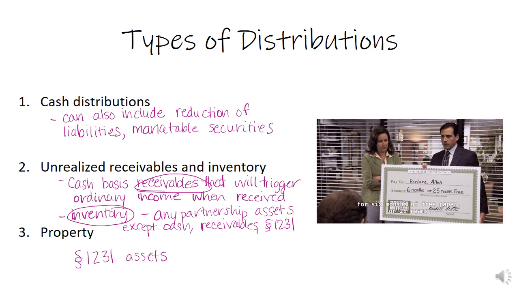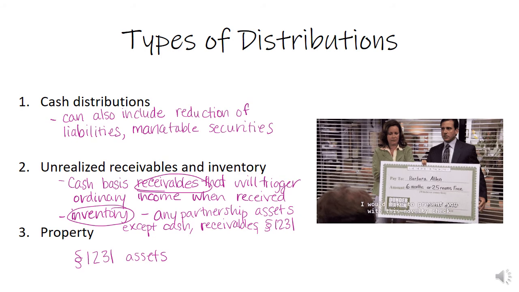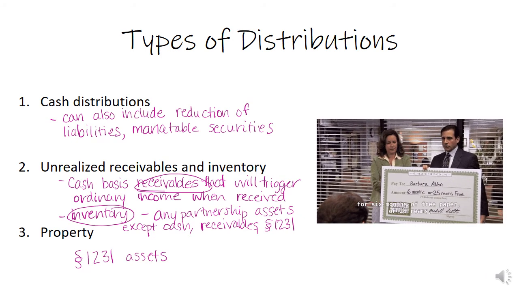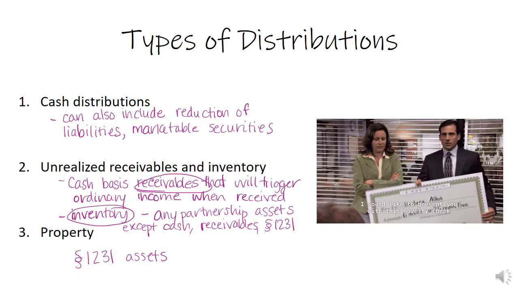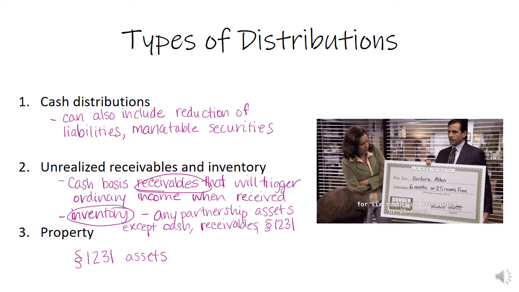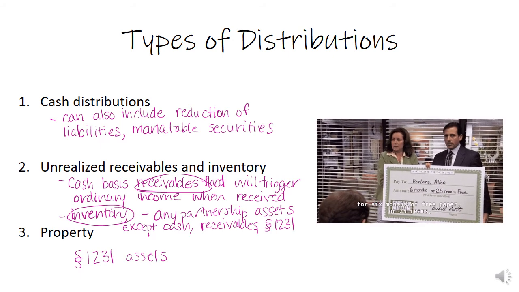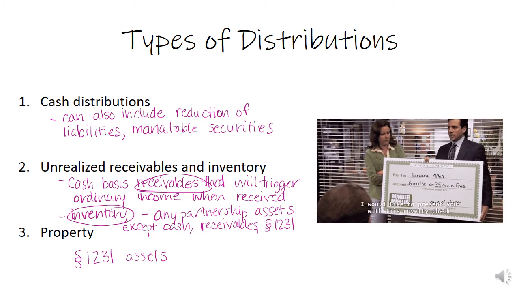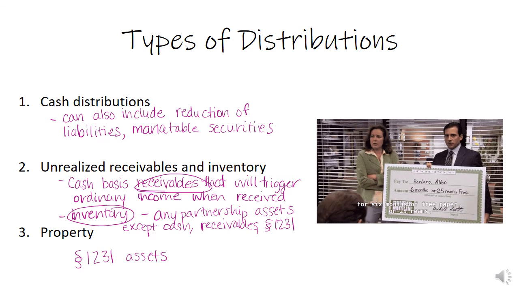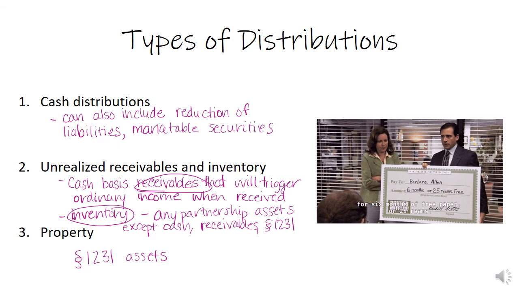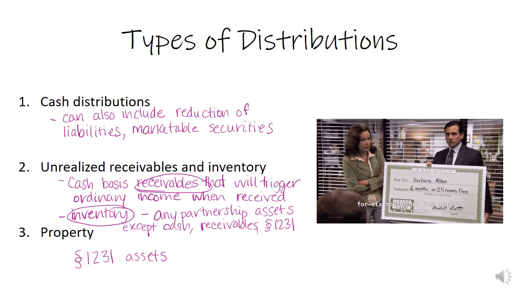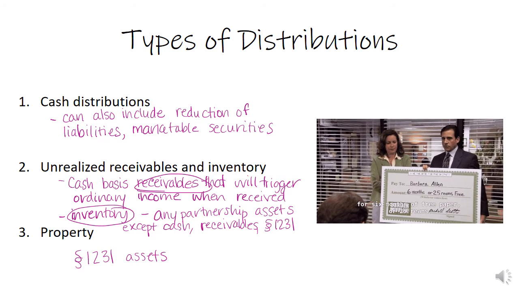The biggest difference between a non-liquidating and a liquidating distribution occurs in the property category. It's allocated based on cash, unrealized receivables and inventory, and then property. But if there's still property left to be distributed, it takes the value of whatever ownership amount the partner still has left.